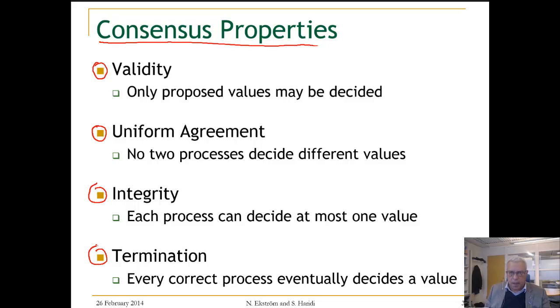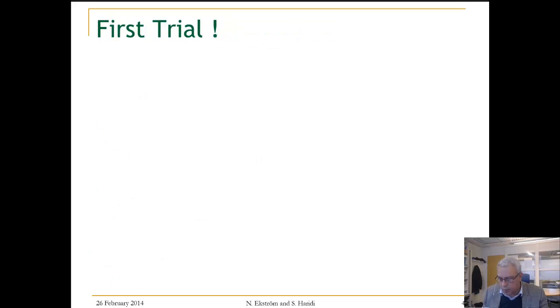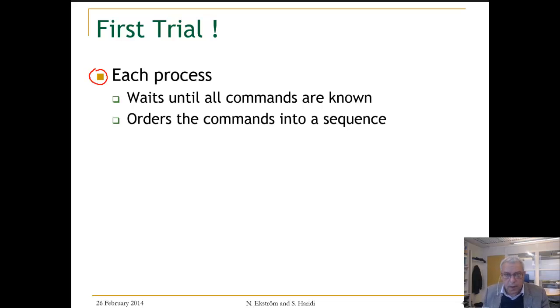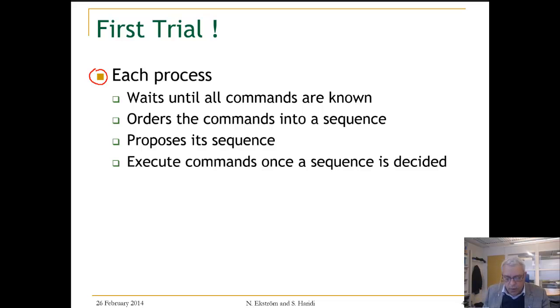So here is what we have. We have a single value consensus abstraction, and we want to use it now to specify consensus on a sequence of values. So here is our first trial. Each process waits until all commands are known. It orders the commands in a sequence. It proposes its sequence, that is one propose, and then executes commands once a sequence is decided. That is the last thing we have done.